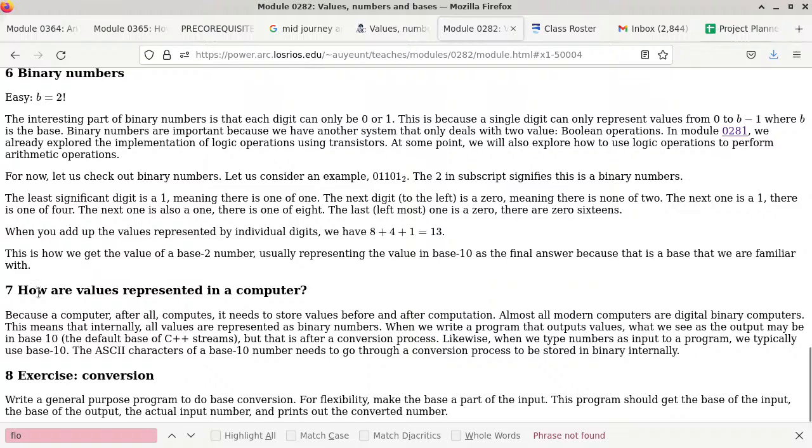And the next 2 sections are 7 and 8. Section 7 basically is just trying to emphasize why we are so interested in base 2. It has to do with the fact that internal to a computer, everything is binary. Even though we are used to base 10 numbers, because inside the computer everything is binary, it becomes really important for us to also understand how things are represented inside a computer. So that's the reason why binary numbers are really important.